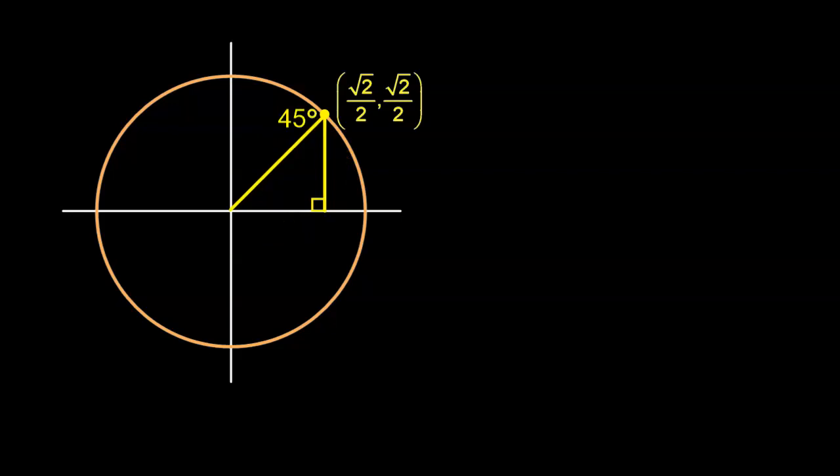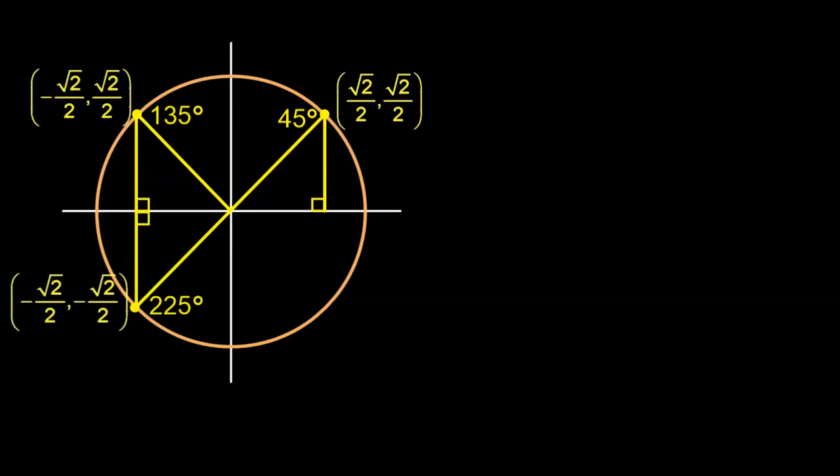We can take this reflected across the y-axis into quadrant 2, and at 135 degrees we'd also have root 2 over 2 comma root 2 over 2, except of course the x-coordinate would be negative because we're in quadrant 2. Both coordinates would be negative in quadrant 3, but they remain root 2 over 2. And same thing in quadrant 4 at 315 degrees. It's again root 2 over 2 comma root 2 over 2 with a negative on the y-coordinate this time.